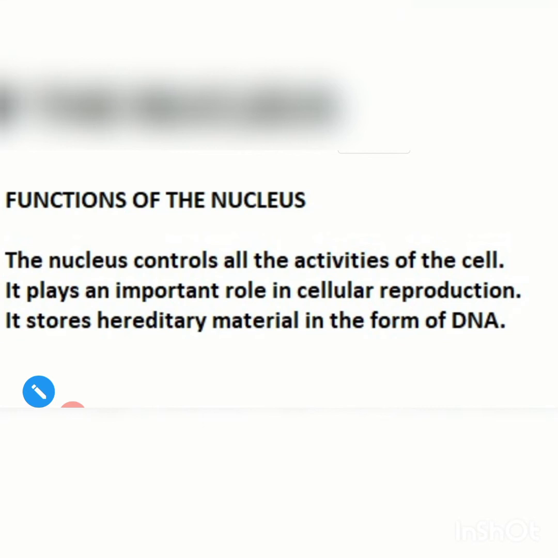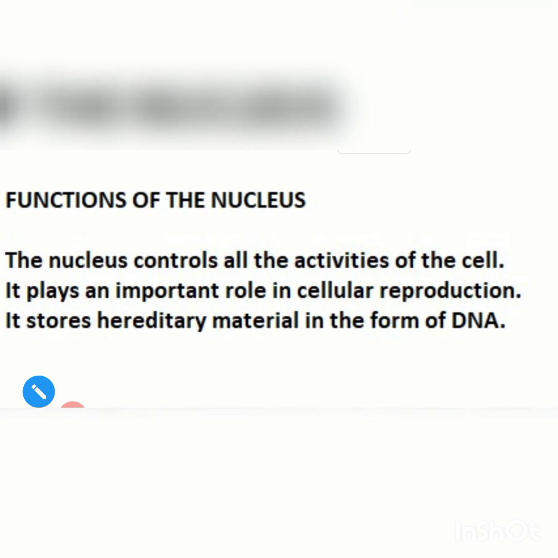It plays an important role in cellular reproduction. What does it mean, cellular reproduction? Cellular reproduction is the process by which a single cell will divide and form two new cells. From a single cell, two new cells will be formed, that is cellular reproduction. And for this also, the nucleus plays an important role.